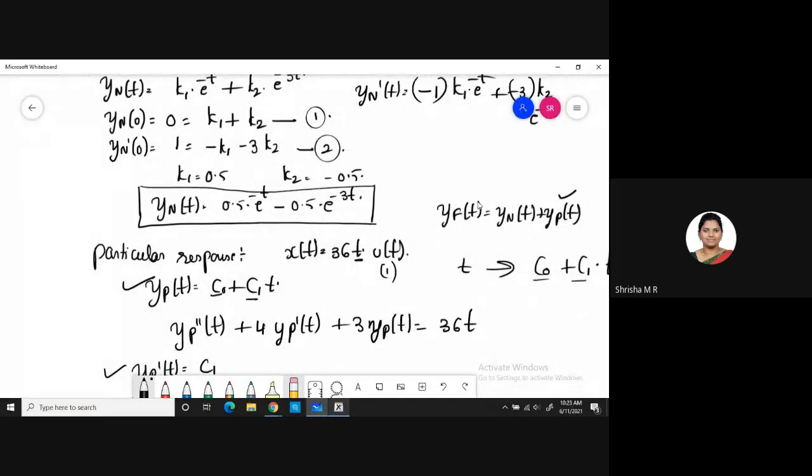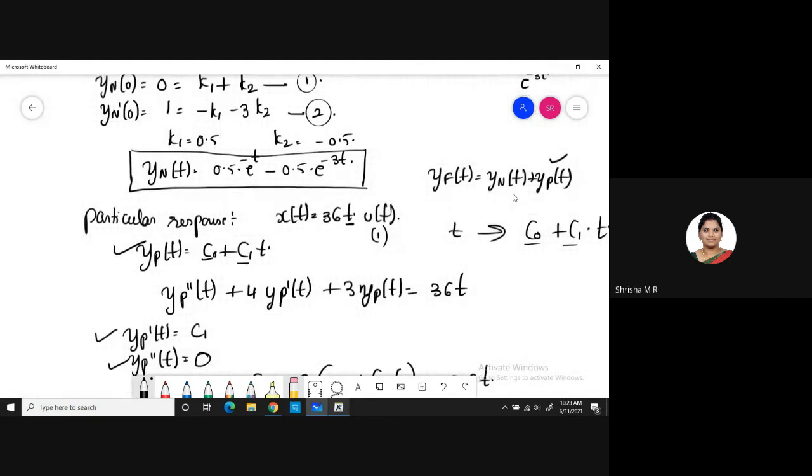Next, we are trying to find the forced response. Forced response is natural response plus particular response, right? So try to find the particular response using the input.